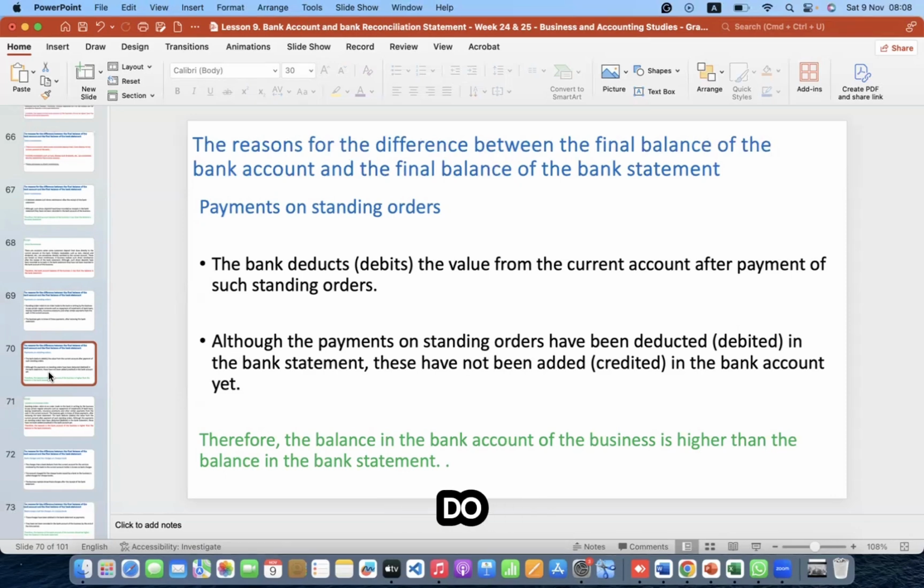So what should you do? You should credit your bank account and make the payments. You should make the payments in the sense that you should credit your bank account and debit your expenses account and record these entries accordingly. In a situation like this, the scenario is that your bank account balance is overstated, or your bank account balance is higher than the balance in the bank statement. Because without you knowing in particular, the bank has made payments for these standing orders.